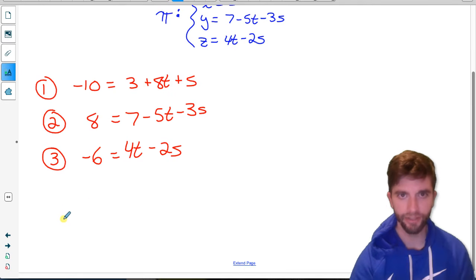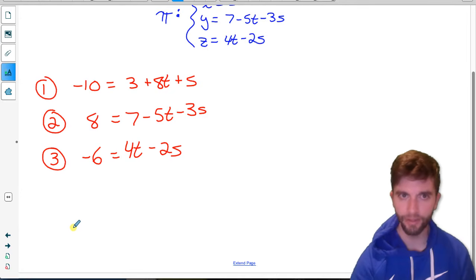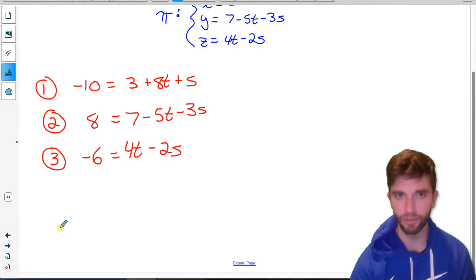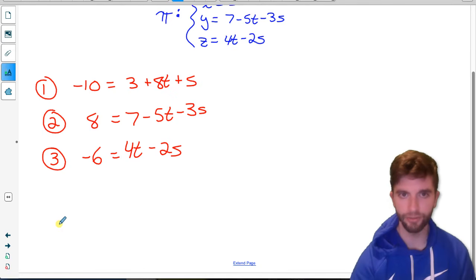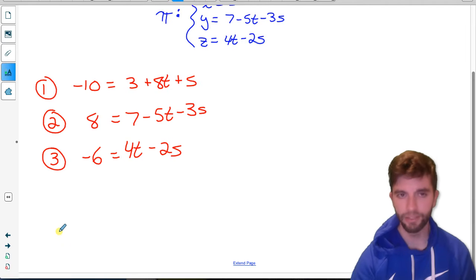I could find a single set of t and s values that make any pair of these three true. And that's what we're going to do to start off with. I'll pick any pair of these, so either equation 1 and 2, 1 and 3, or 2 and 3, and solve for t and s that make those two equations true. And I can always find that. But then the important part of this question will be then checking if those solutions for t and s also make the third equation true. If they do, that means the point is on the plane. If they don't, that means the point is not on the plane.